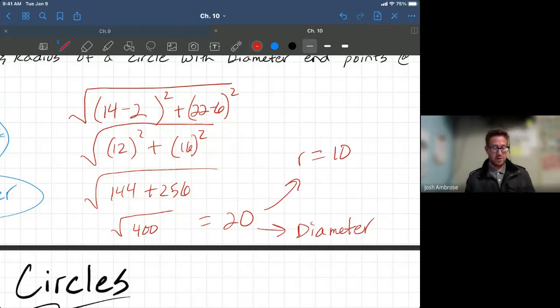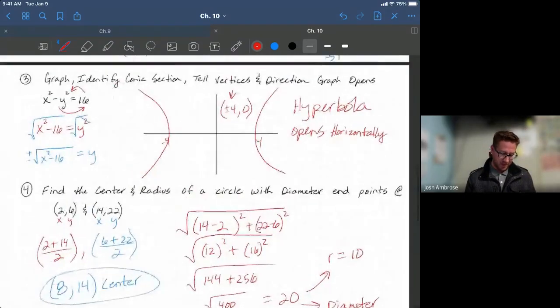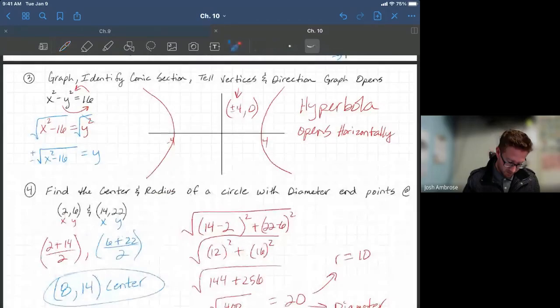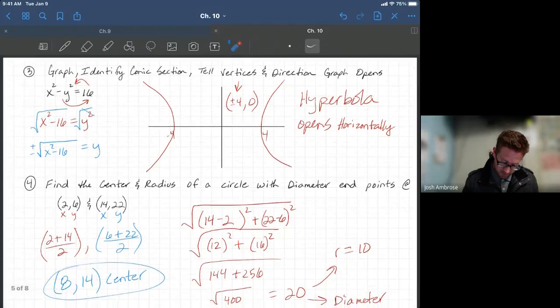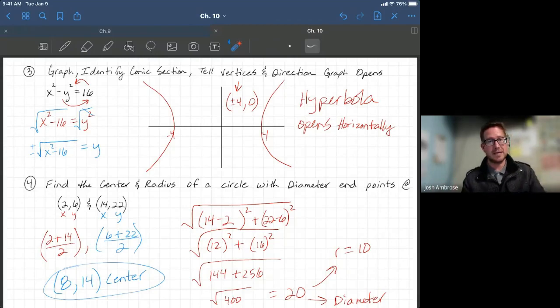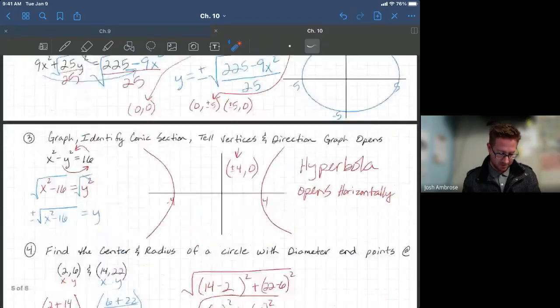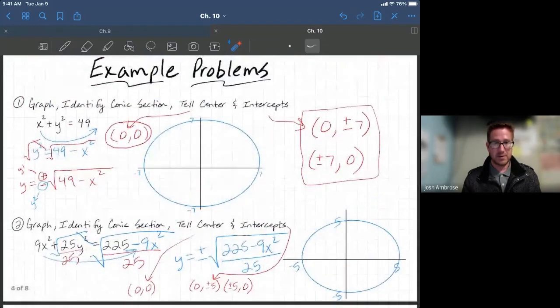Okay, so now we have all the information there. We have the center of our circle. We have the radius is 10, and as long as we know that our diameter is 20. That's it. That covers section 1 today, guys, for chapter 10, talking all about conic sections. So there's example problems 3 and 4, all on the screen, and 1 and 2 right there.